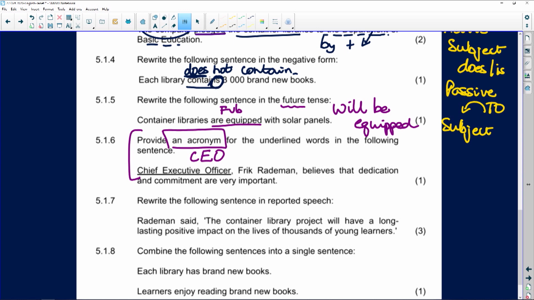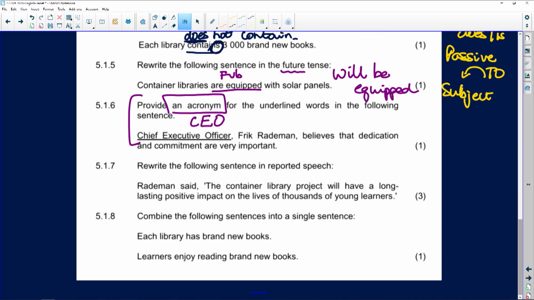Right, reported speech. You often get asked reported speech. What is the first thing you do? You get rid of the inverted commas. That's the first thing.